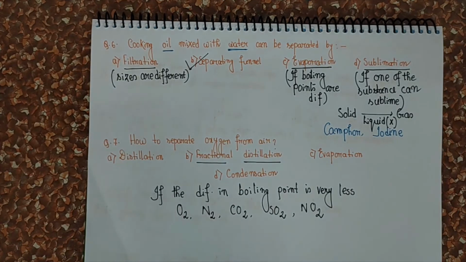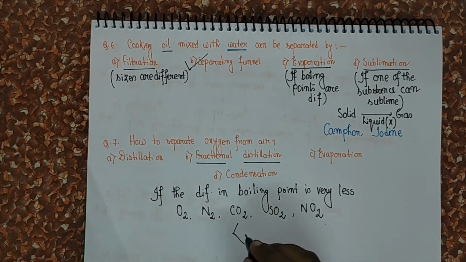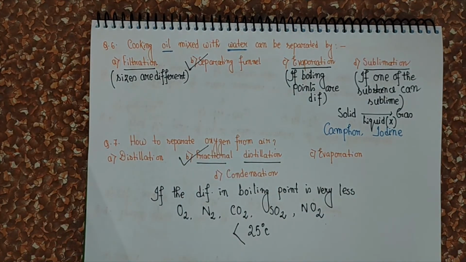Because first we will liquefy these gases present in the atmosphere at a very high pressure and a very low temperature, and then we have to separate them. That is why I am using the boiling point. For all these components of air, the difference in boiling point is very less, less than 25 degrees Celsius. So which process will we apply? We will apply the fractional distillation technique.